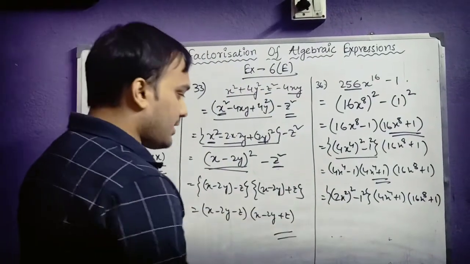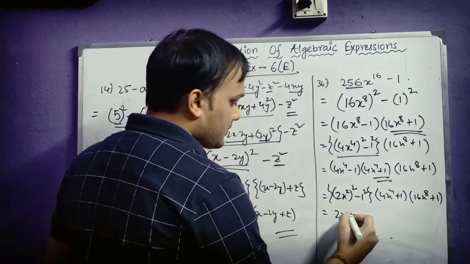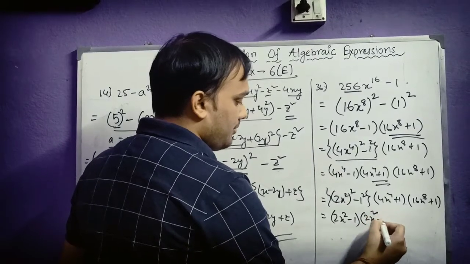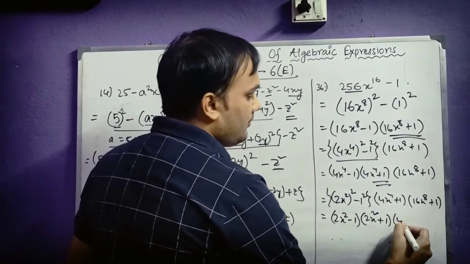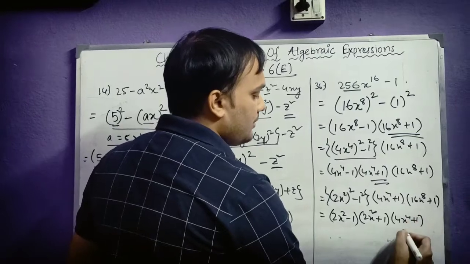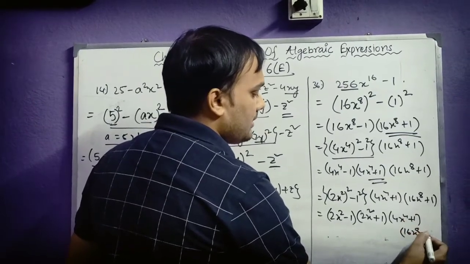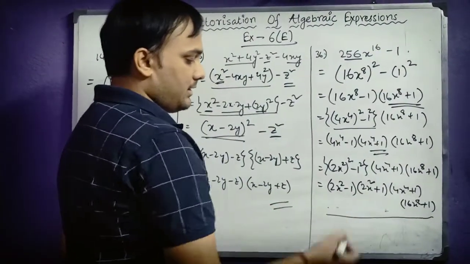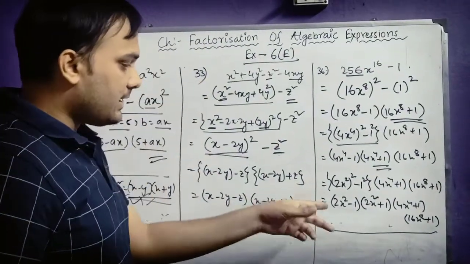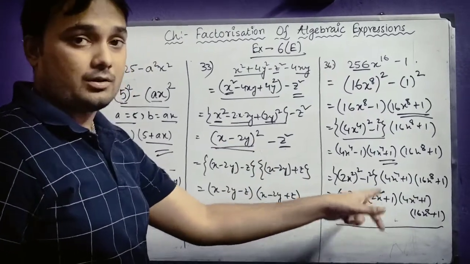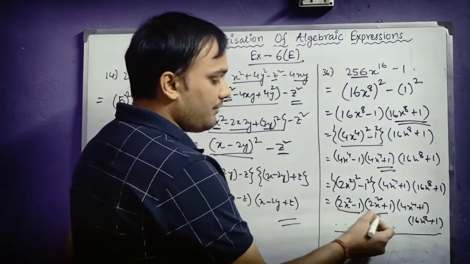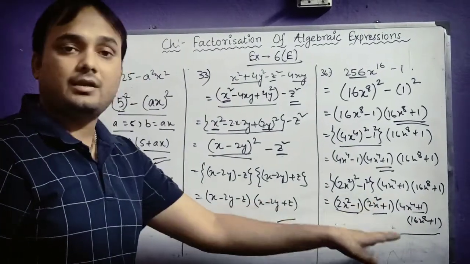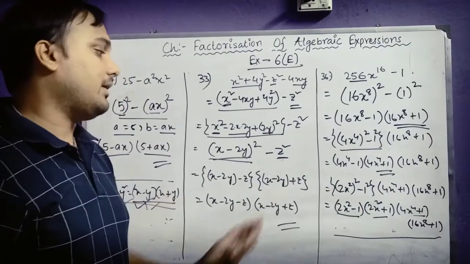So apply the formula of a square minus b square. Here we will get 2x square minus 1 into 2x square plus 1, into 4x to the power 4 plus 1 into 16x to the power 8 plus 1. Okay. So this is our final answer. You have to be sure whether this is your final answer or not. For that, you just see individually every bracket. Can you take anything common from any of the brackets? I think no. It is completely in irreducible form only. So our final answer is this.